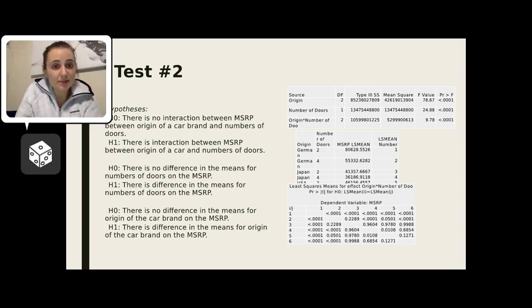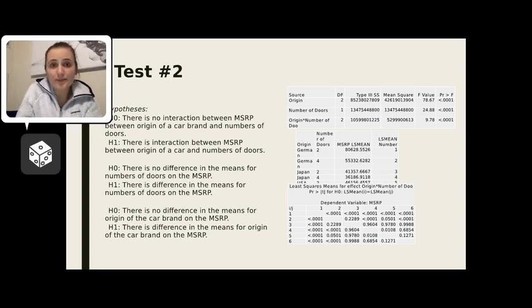Hypothesis number 2 is H0: there is no difference in the means for number of doors on the MSRP. H1: there is a difference in the means for number of doors on the MSRP. Hypothesis number 3, H0: there is no difference in the means for origin of the car brand on the MSRP. H1: there is a difference in the means for origin of the car brand on the MSRP.